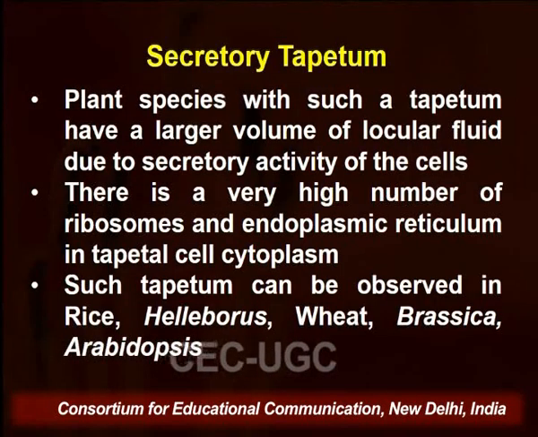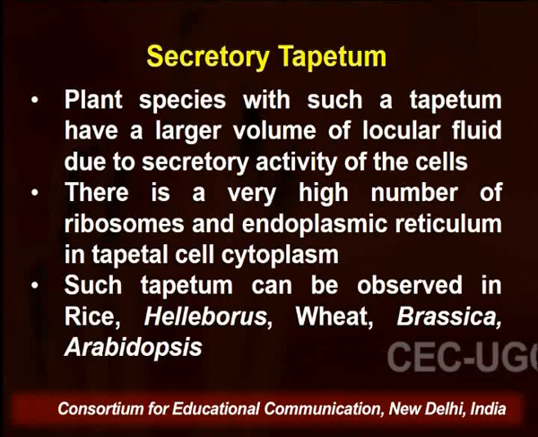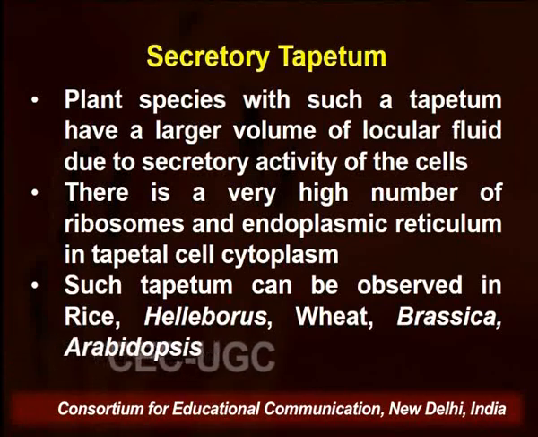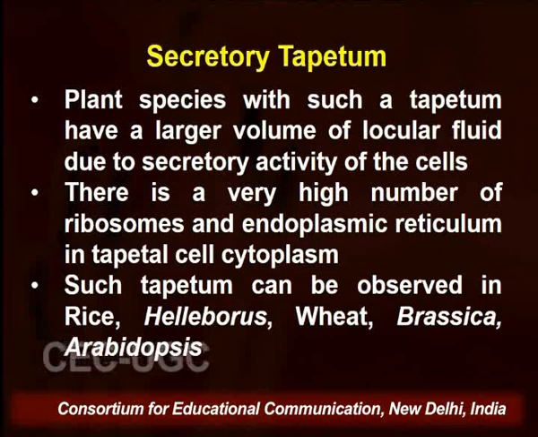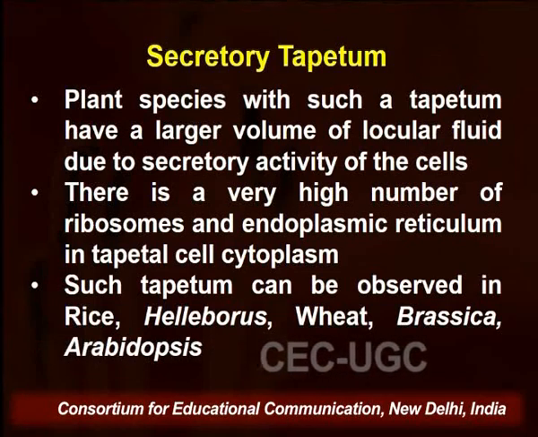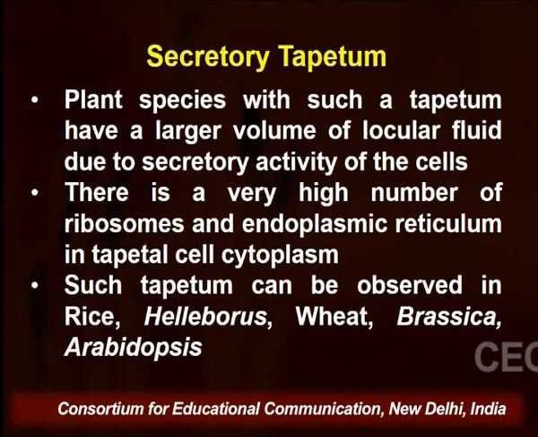Now, since these cells are giving in their secretions to the anther locule by being present at one position and not moving into the anther locule, those species which exhibit secretory tapetum have a much larger locular fluid volume. There is a very high number of ribosomes and also endoplasmic reticulum in the tapetal cell cytoplasm. Such tapetum is observed in rice, in wheat, in Helleborus, Brassica, Arabidopsis and many others.